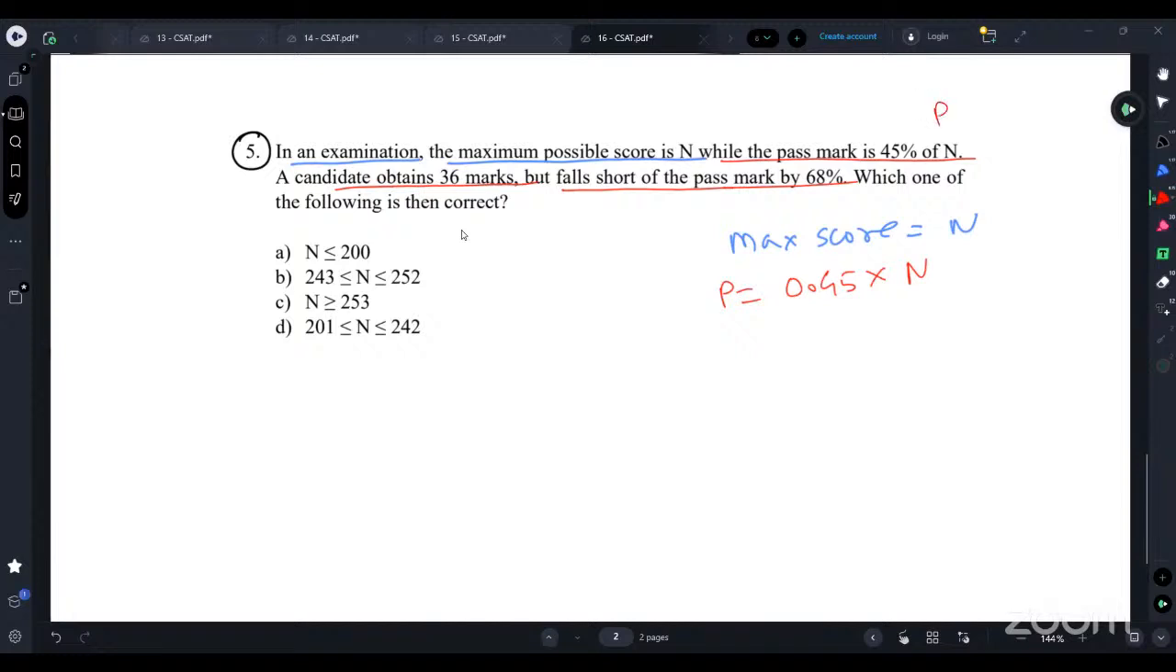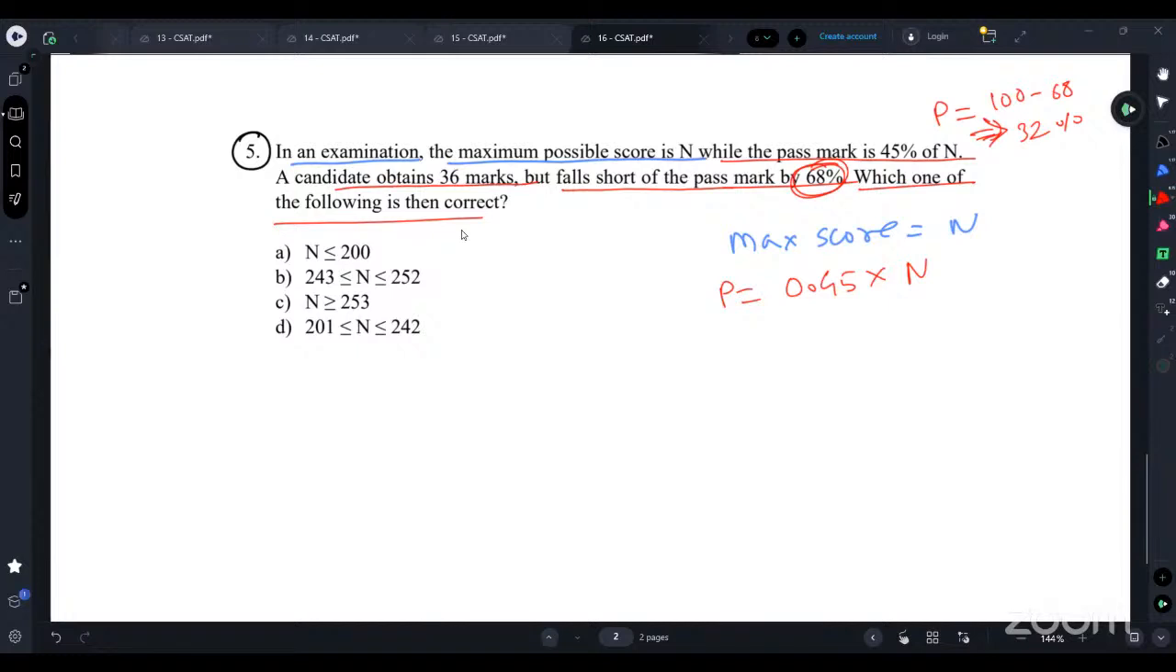So how far behind the pass marks is he? Basically it will be 100 minus 68. So sorry, he is short of 68% marks. So how much marks has he actually got with respect to passing marks? Only 32% of the marks, right? So which of the following is correct?